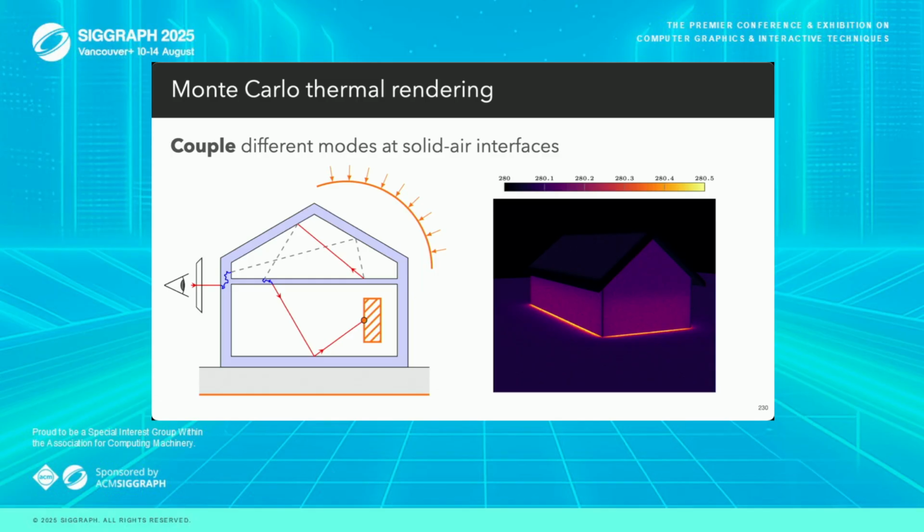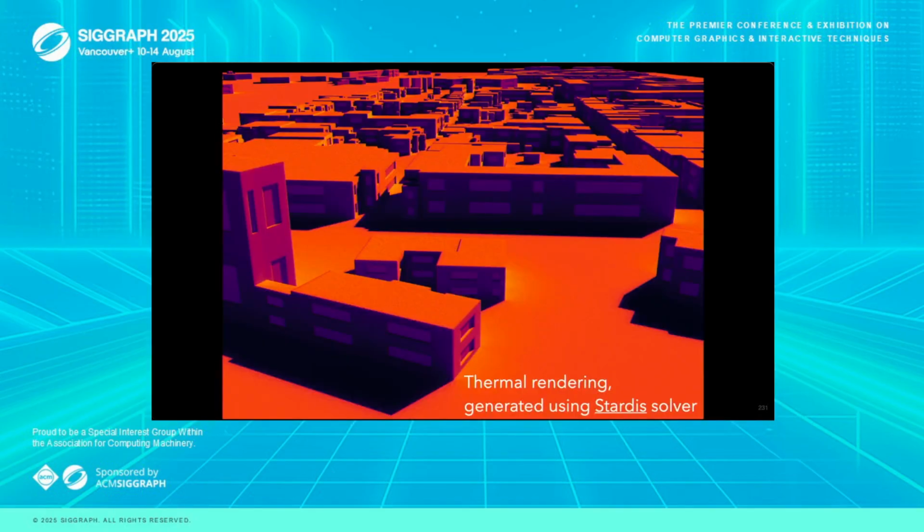The authors demonstrated that their method can also scale to larger scenes. So for instance, here's an infrared rendering of a neighborhood with thermal shadows using their StarDisk solver.